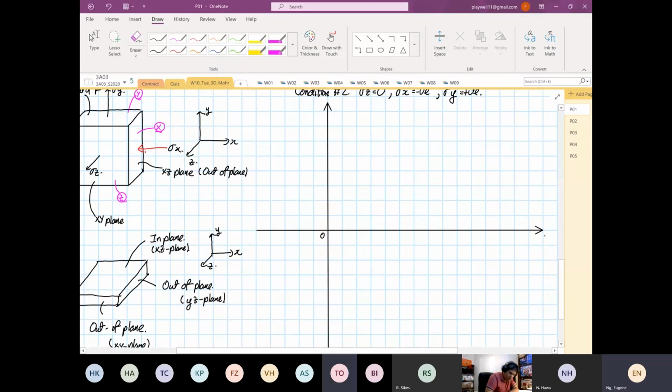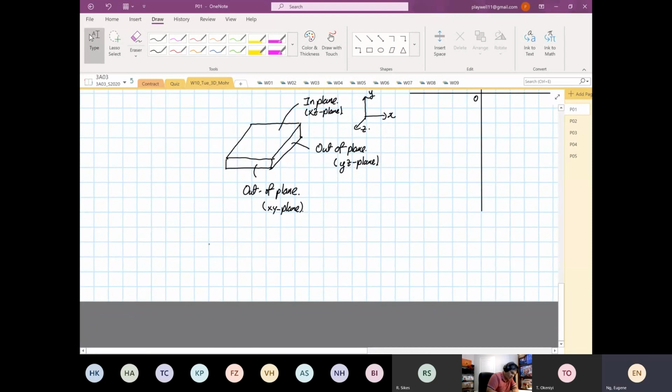So now, Eugene, yes. What if we have a cube in reality? How do we know which is in plane and which is out of plane? Yes, like a cube structure. It's the surface area. So if you have a cube structure, this is your overall structure.